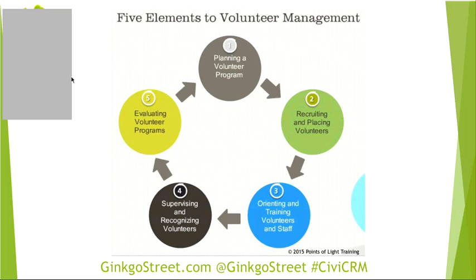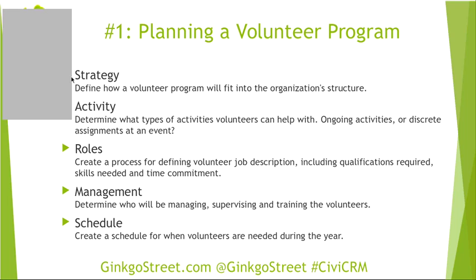Next is recruiting and placing volunteers, orienting and training volunteers and staff. Then you can move on to supervising and recognizing volunteers for the work that they've been doing. And finally, evaluating the volunteer program to see how it can be improved. These are great 5 steps in terms of starting and evaluating a program. So we're going to work with these as we go through how CiviVolunteer plays a role in these 5 steps. Let's start with planning a volunteer program.